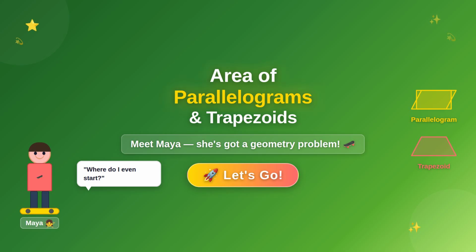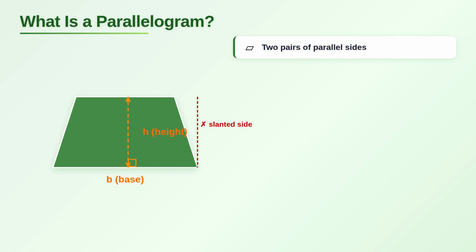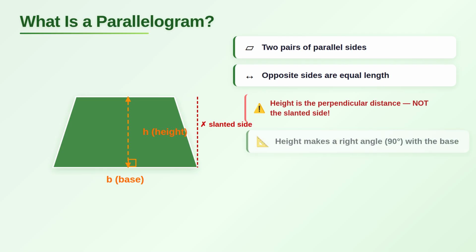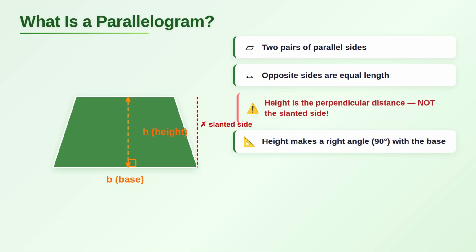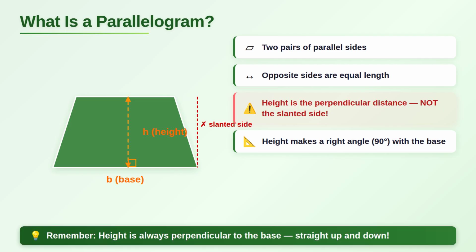Let's go. First up, the parallelogram. Think of it as a rectangle that someone pushed sideways. It has two pairs of parallel sides, and the opposite sides are equal. Here's the key thing Maya needs to know. The base is the bottom side, and the height is not the slanted side. The height is the straight up and down distance between the two bases. That's perpendicular, meaning it makes a perfect right angle with the base.